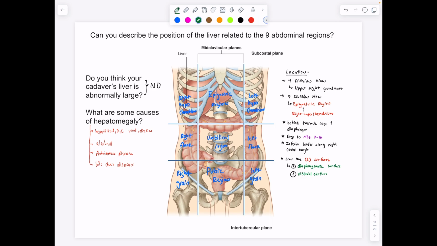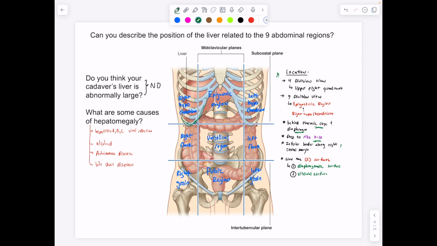Okay, moving on to the liver, can you describe the position of the liver related to the 9 abdominal regions? So I think we said in this class we're going to use 4 divisions, so I don't know why they're saying 9 divisions here, but we'll roll with the punches. So we have our 9 divisions, and you can see that the liver is posterior to the thoracic cage, and the diaphragm is deep to ribs 7 through 10, right? So 10, 9, 8, 7 right here. And then the inferior border is along the right costal margin, which you can see right here.